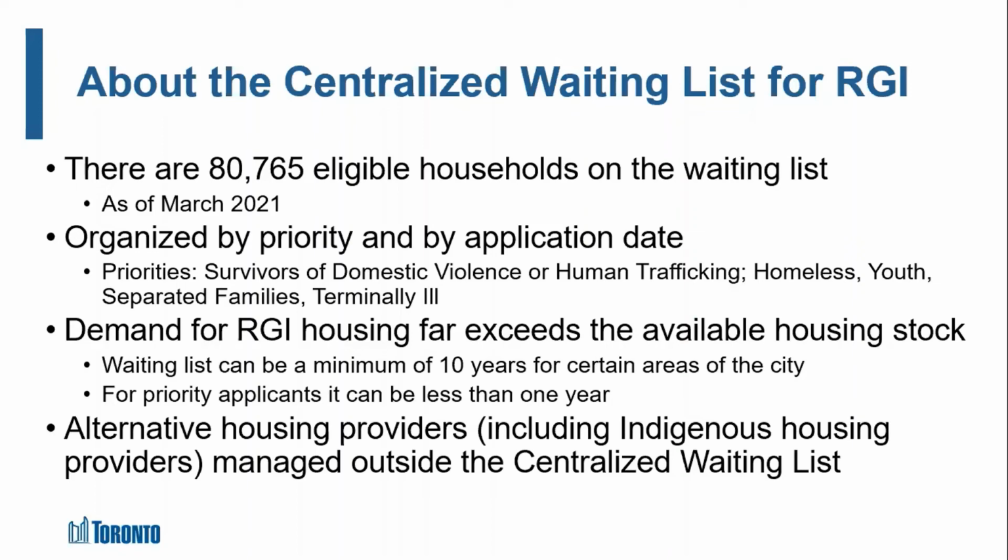The demand for rent geared to income housing far exceeds the available stock. The wait time that we are currently seeing is a minimum of 10 years for certain areas of the city, and for applicants with the special priority eligibility, it can be less than 1 year. Alternative housing providers are also available, including Indigenous housing providers, and that's managed outside the centralized wait list.